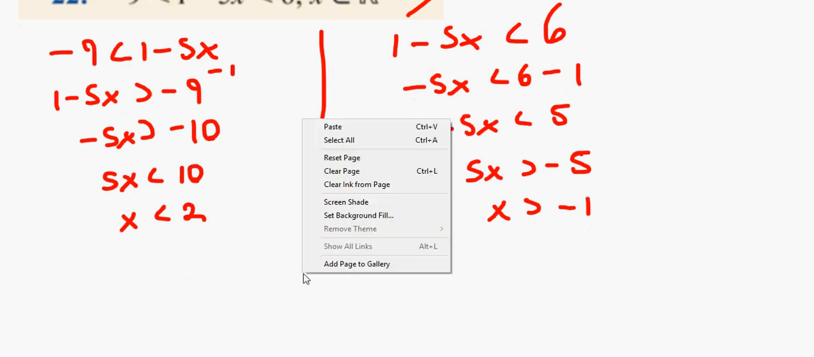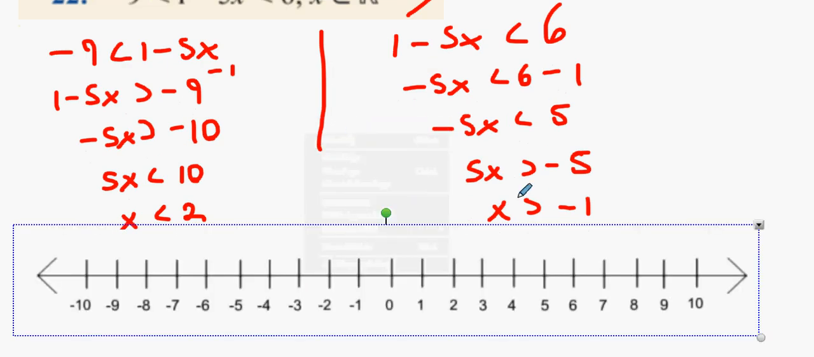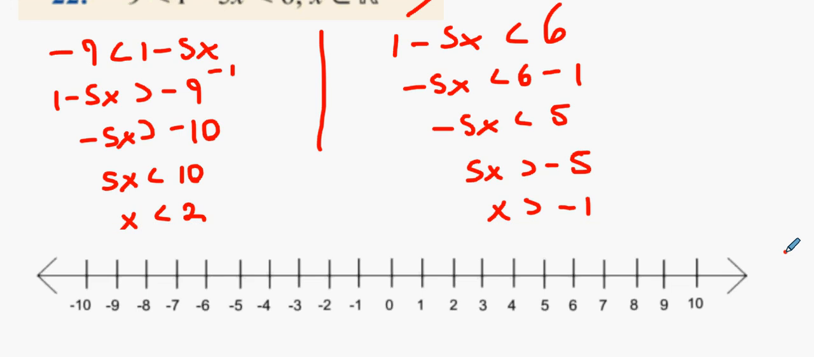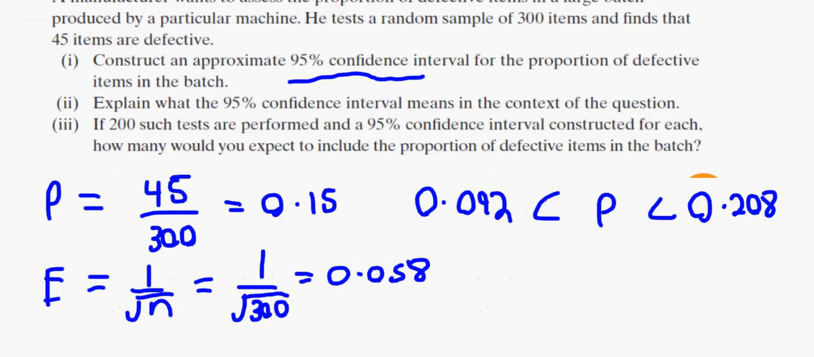Now, how do I do this? Yes, the line going on. Minus 1 included? No. And 2? No. Everybody cool with that? Right, all these questions are the same until you get towards the end.